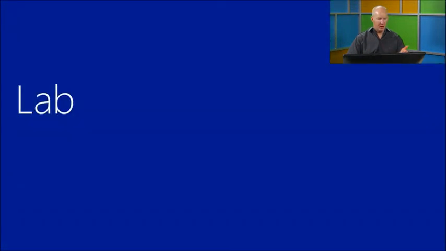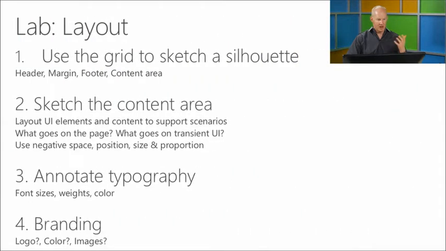Now, if you want to play around with this at home and go through the design process itself, we've got a lab here that you could do where you take, from the last session, your information architecture, and you have a pretty good feel of how the hub page is going to relate to the list page, is going to relate to detail pages and so on. So in this lab, maybe go out and sketch a silhouette of the app, including the header, the margin, the footer, the content area. You're going to use what's built into the templates, that default silhouette, where you're going to tune it for your scenarios.